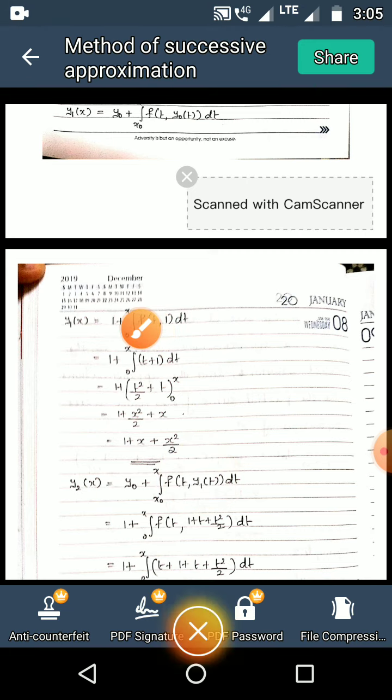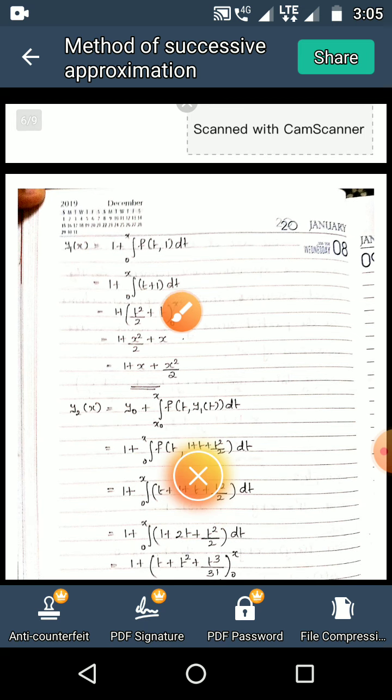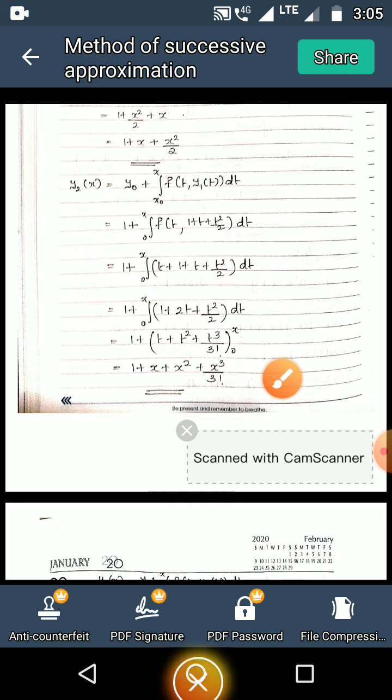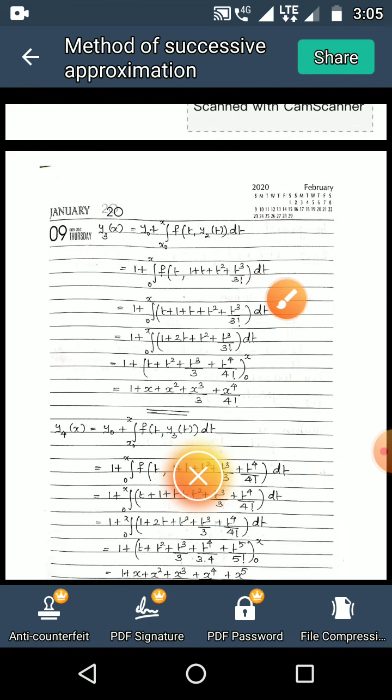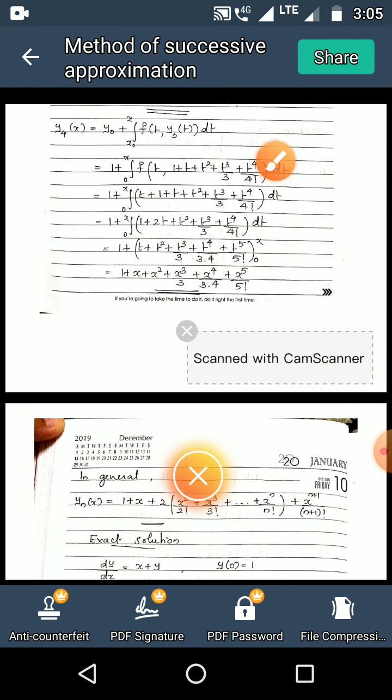Since f of x, y is given as x plus y, here f of t, 1 is t plus 1 dt, and when we integrate and put in the limits, we obtain 1 plus x square by 2. Next we find y2 of x. Here we need y1 of t. y1 of x is 1 plus x square by 2, so y1 of t becomes 1 plus t square by 2. Since f of x, y is x plus y, f of t, 1 plus t square by 2 is t plus 1 plus t square by 2. Next we integrate and apply the limits, and we obtain this. Similarly, we find y3 of x and y4 of x. You should go through this.